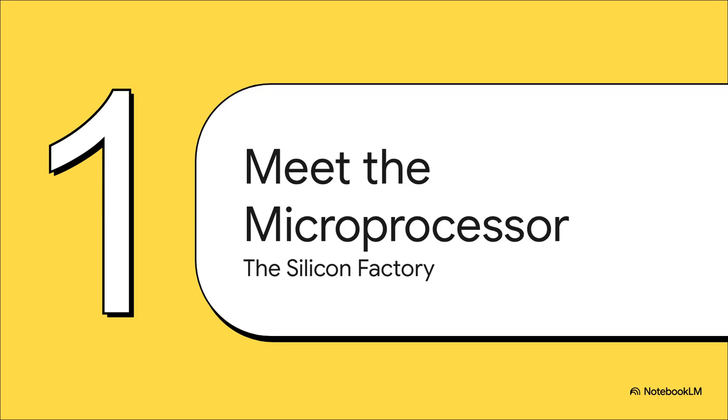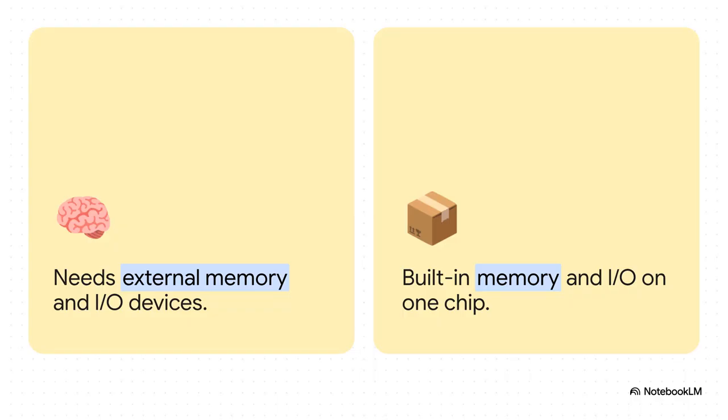Section 1. Meet the microprocessor. To really understand the 8085, it helps to imagine it as a fast-paced, highly organized factory, complete with managers and assembly lines. And this brilliantly illustrates a really common point of confusion, the difference between a microprocessor and a microcontroller. Think of a microprocessor, like our 8085, as just the brain of the factory. On its own, it kind of can't do much. It needs external memory and external input-output devices to actually function.